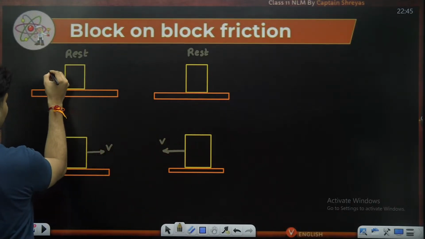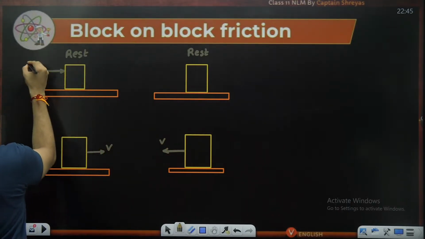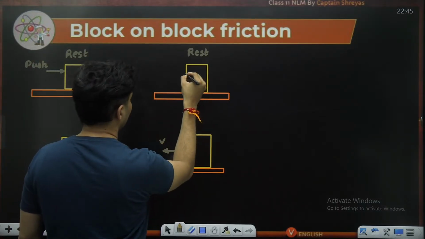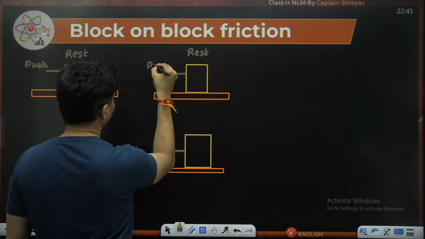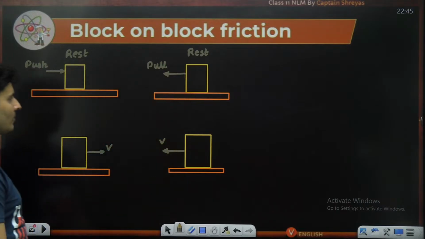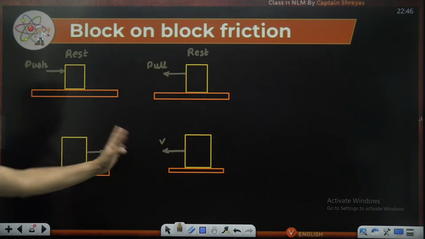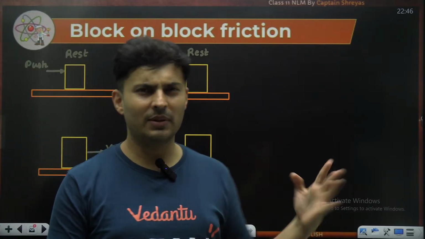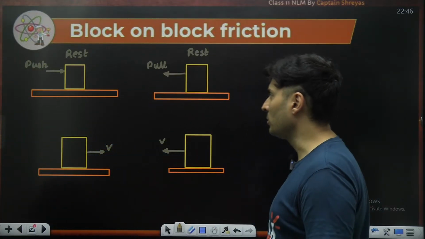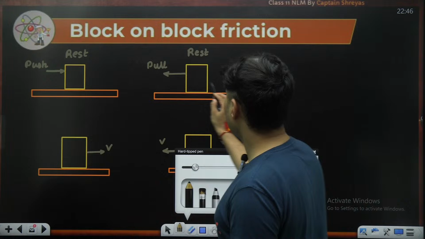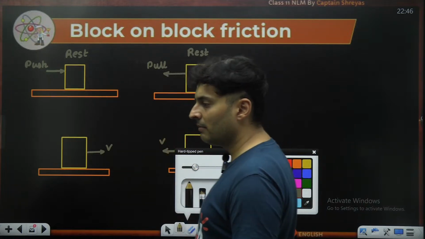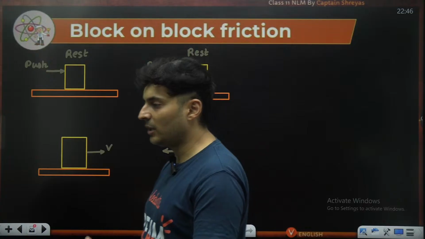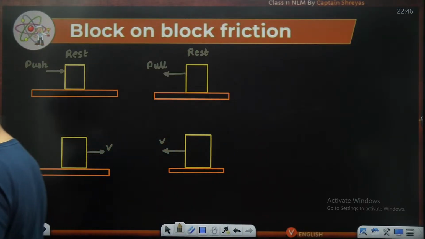But here what happened? Somebody is pushing it like this. Here somebody is pulling it in this direction. Here it is actually moving that block. The orange one is the table, ground, whatever surface that you want to take. In the first two scenarios, which friction will come? Which kind? And in the third and the fourth scenario, which kind of friction will come? Answer it in the chat box quickly.